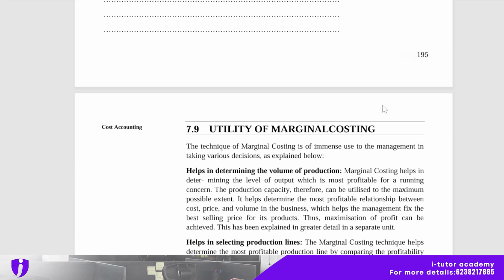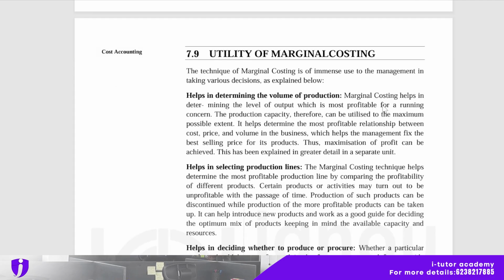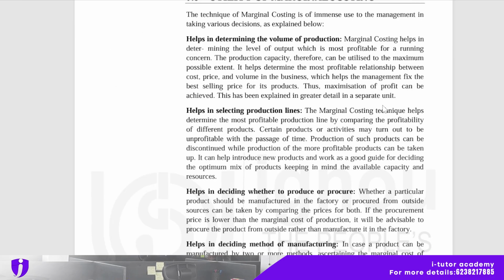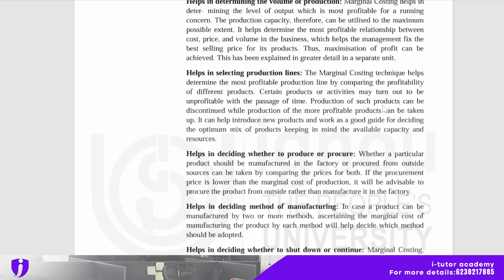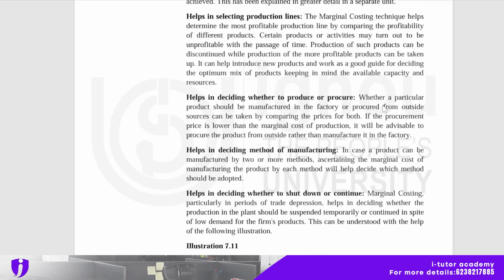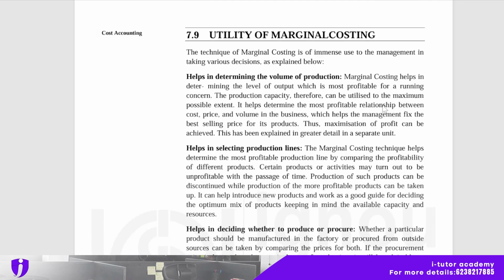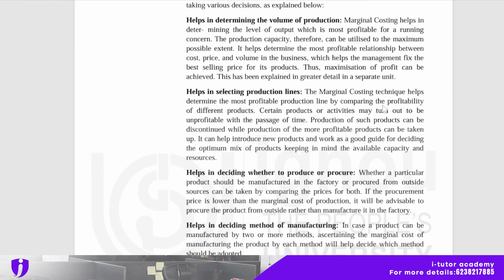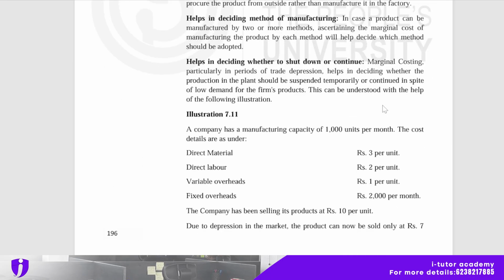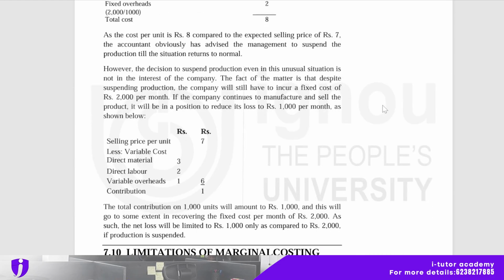And utility of marginal costing: the technique of marginal costing is of immense use to the management in taking various decisions as explained below. It helps in determining the volume of production, helps in selecting production line, helps in deciding whether to produce or procure, helps in deciding the method of manufacturing, and helps in deciding whether to shut down or continue. So these decisions are based on the utility of marginal costing. Okay, and the illustration is here, you just go through your material for the same.